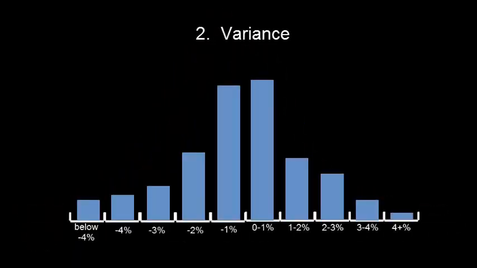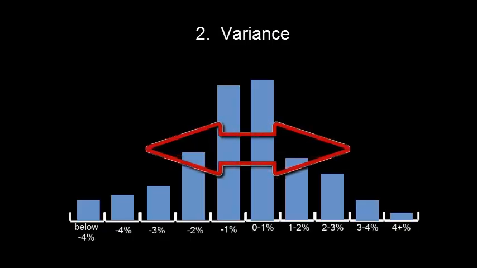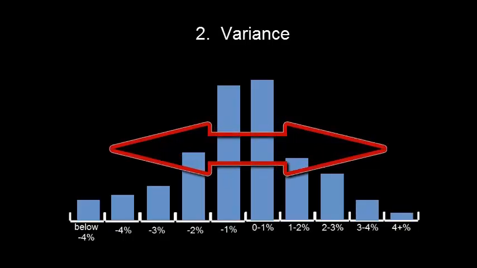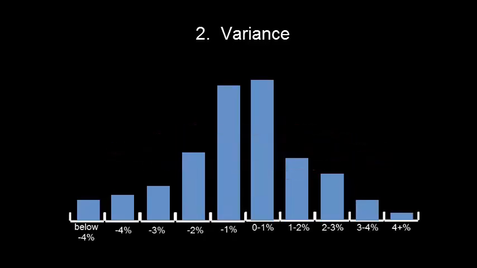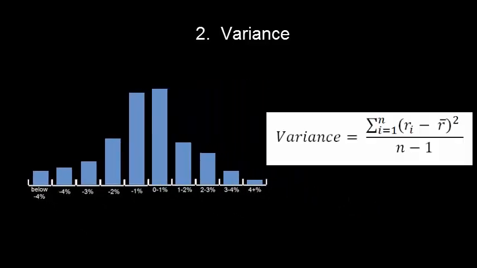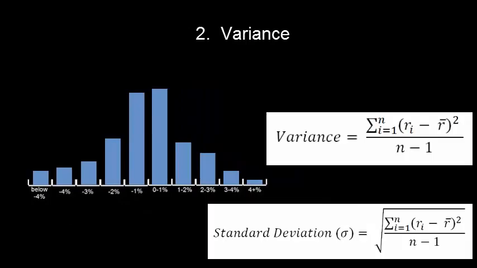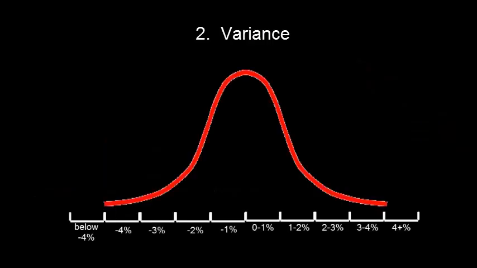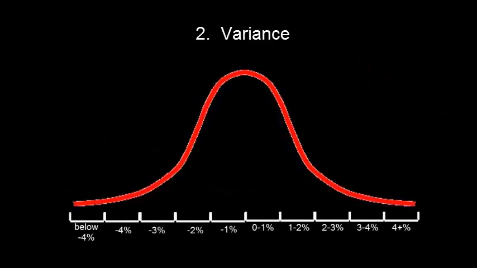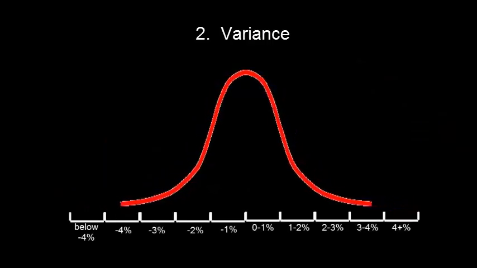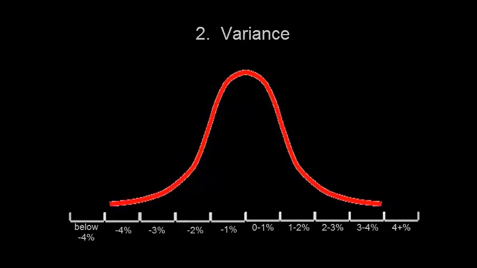The second moment, variance, measures how far a distribution is spread out from its mean. In other words, variance measures the width of the distribution. The formula to compute the variance is more complex than the mean, but it's worth mentioning that it involves squaring the deviations from the mean. A higher variance indicates a wider distribution, while a lower variance indicates a more narrow distribution. Variance is always a positive number.